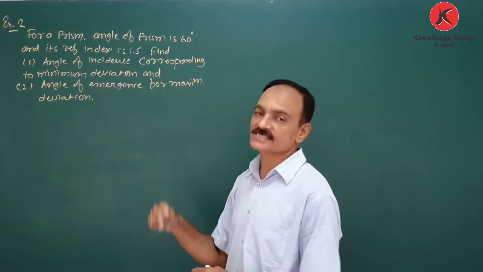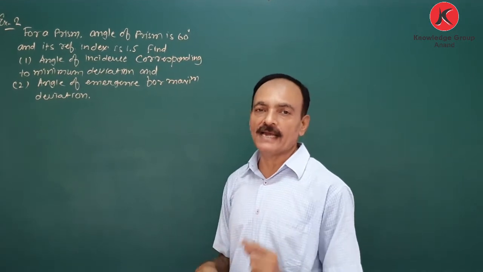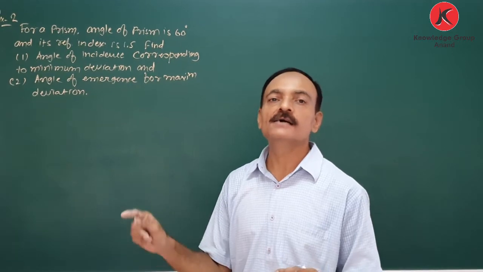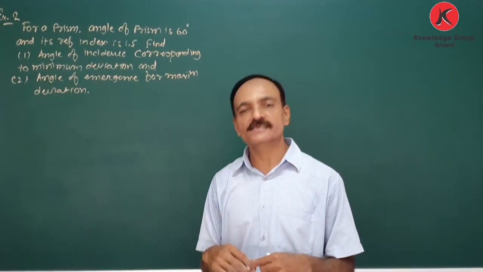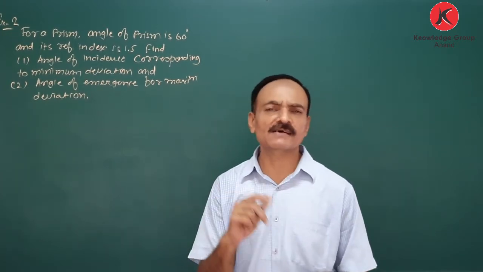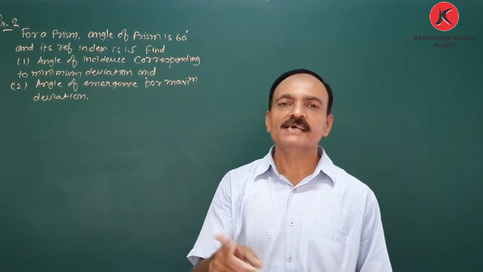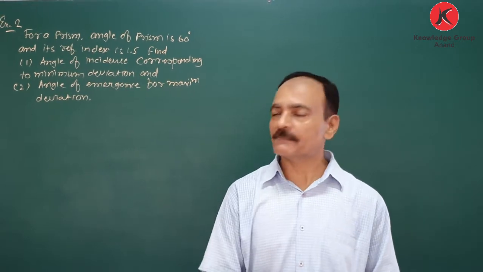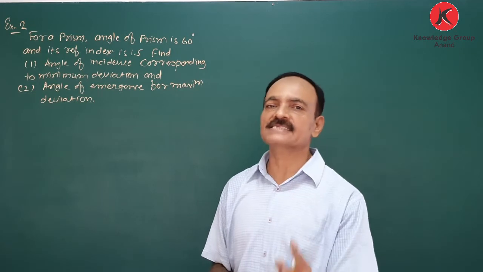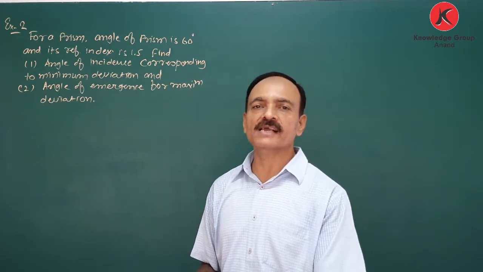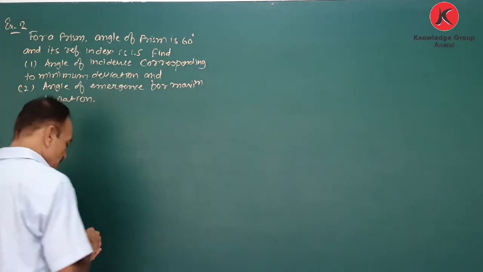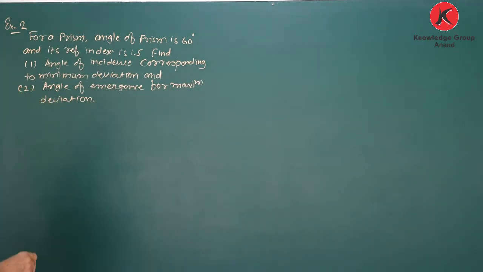What is the deviation? The angle made by the original direction of the incident ray to the direction of the emergent ray is known as the angle of deviation. In which case does that become the minimum? Already we know that if I is equal to E, that means the angle of incidence is equal to the angle of emergence, in that case the deviation becomes minimum.